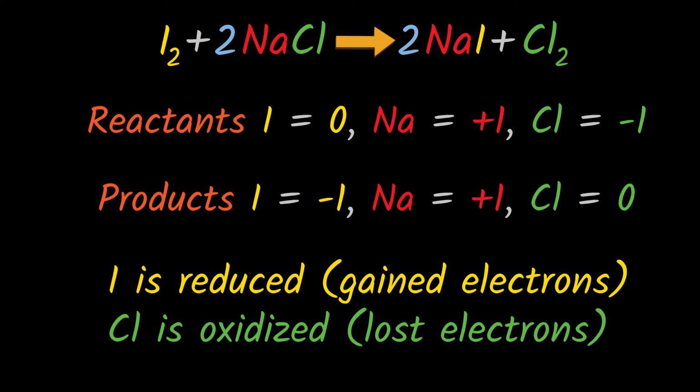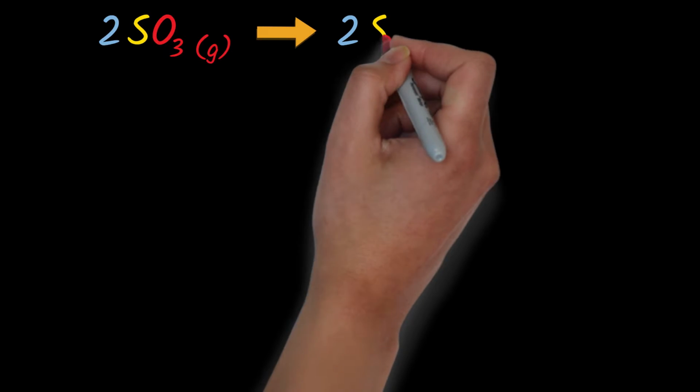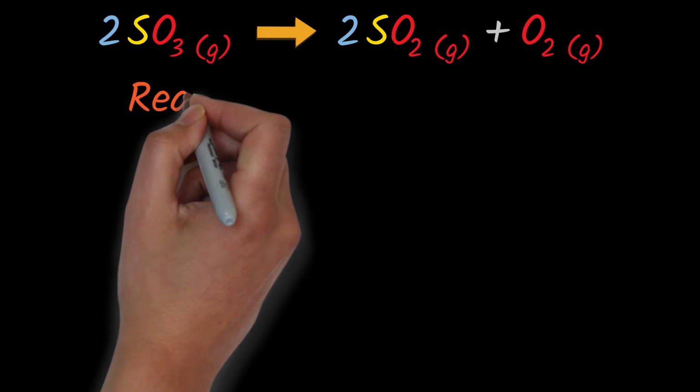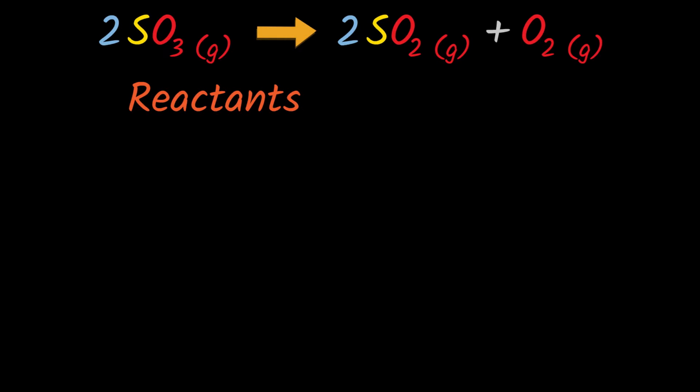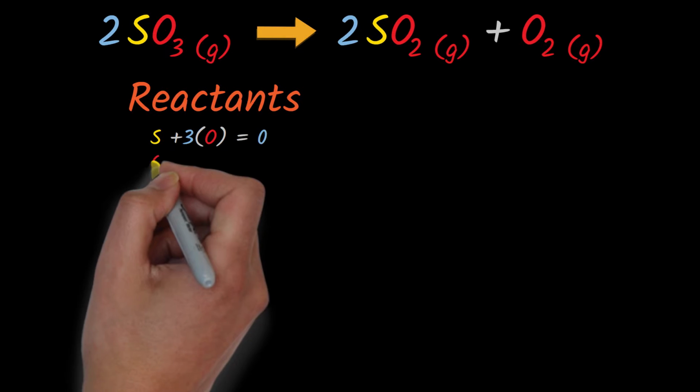Let's look at a slightly more complicated version. Take the decomposition of sulfur trioxide into sulfur dioxide and oxygen gas. Let's calculate the oxidation number of all the elements on the reactant side. We have 1 sulfur for 3 oxygens. They have a combined charge of 0, so the sum of all the oxidation numbers in that molecule is 0.